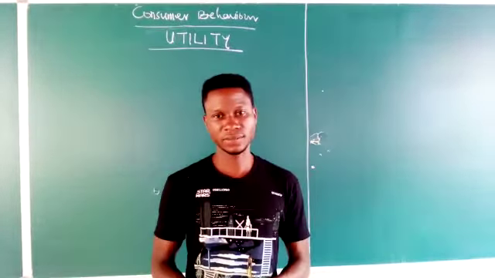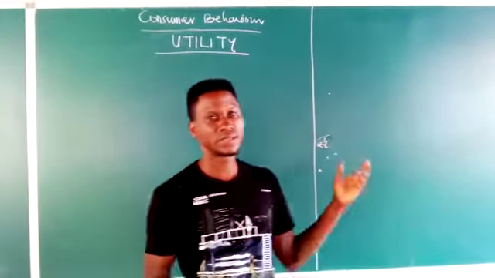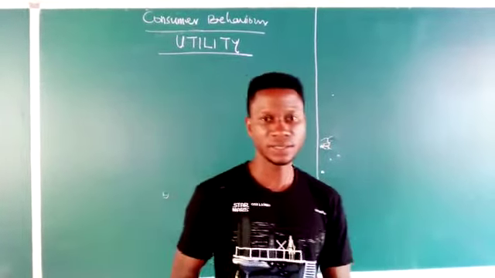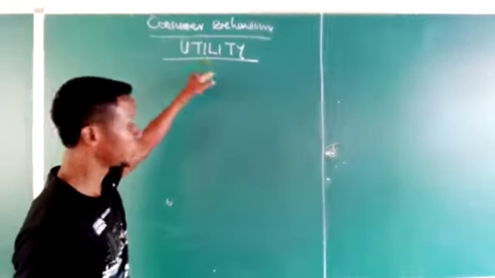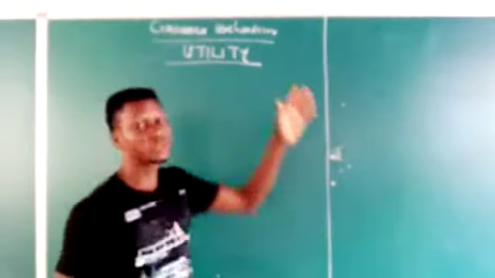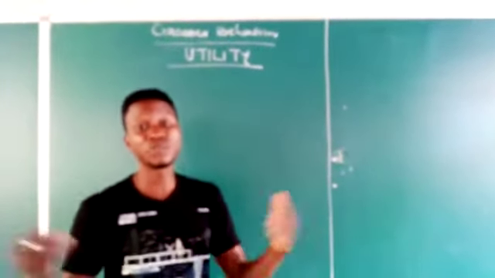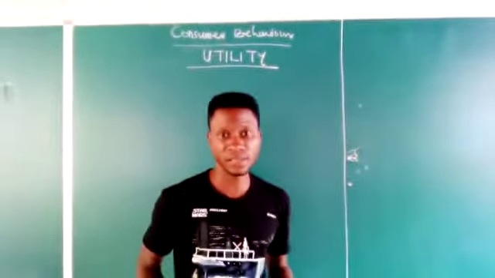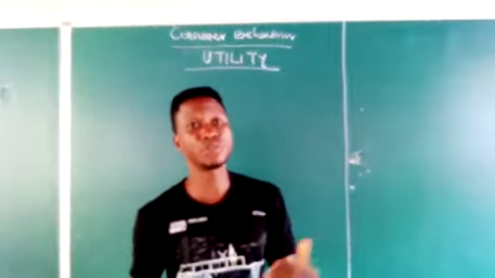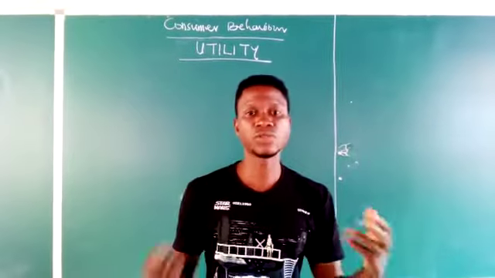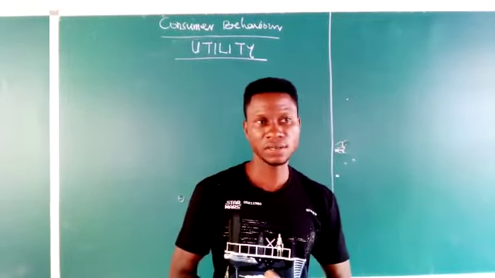Today we want to look at utility, consumer behavior, utility. So, see the heading, the theory of consumer behavior, utility. Now, consumer behavior, the word consumer simply means somebody who makes good use of commodities to derive a satisfaction. And then behavior simply means the things that human beings or consumers will do to satisfy their desire.